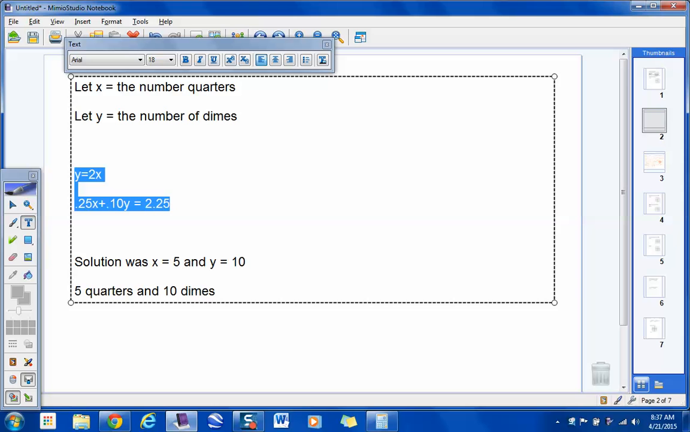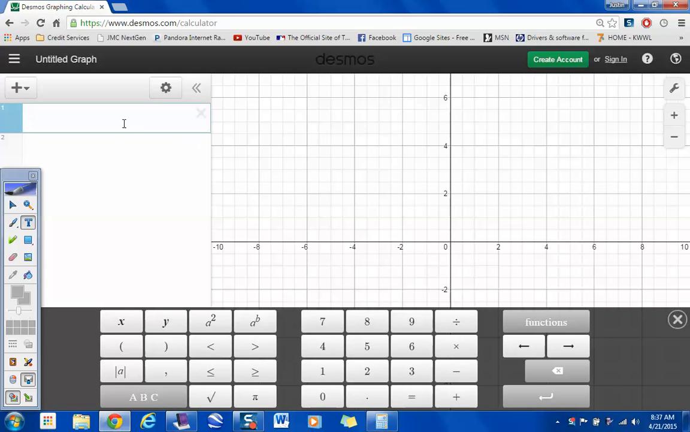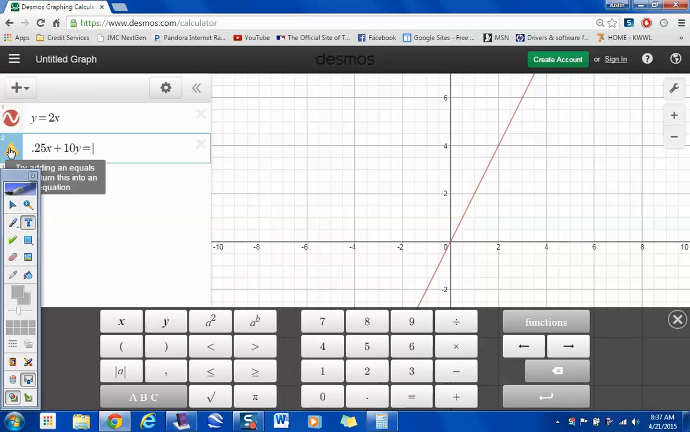Okay, we're going to type this in decimals. What's this look like? Again, our first equation was y equals 2x, wasn't it, kids? Okay, there's that graph right there. What was the second equation that we had? I believe it was 0.25x plus 0.10y equals 2.25, right? Now, whoops, I don't want 10y, I want 10 cents y there, okay?